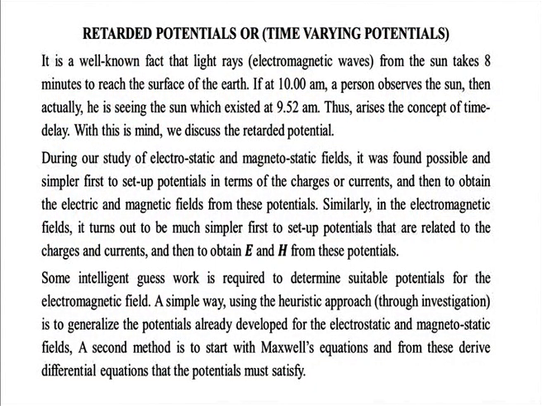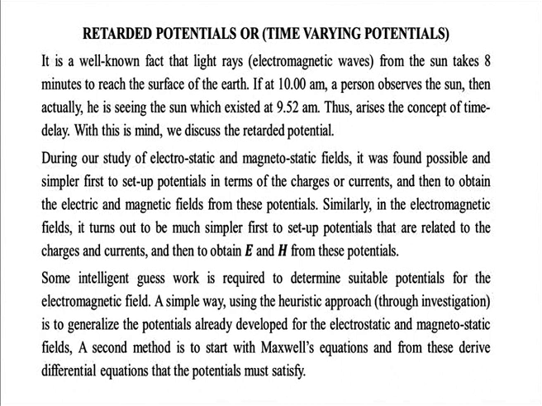Lastly, we come to the retarded potential, or the time varying potentials. First, we shall discuss the concept of time delay. We are all aware of the fact that the light that comes from the sun to the surface of the earth takes around 8 minutes. Or in other words, the light that started from the sun at 9:52 would be observed by us at 10 am. Thus arises the concept of time delay in electromagnetic waves.